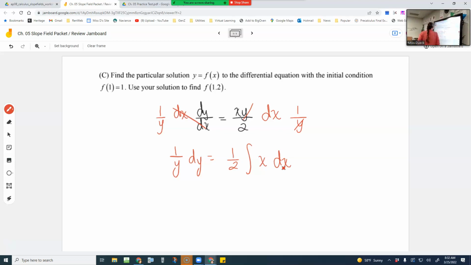This is reviewing, I mean, it's in the slope field packet, but it's the whole chapter 5, because this was 5.3, right? So I'm just going to play for a little bit, and you guys can play, I can play, and we can compare. Sound good? And then do we find C? Yeah.